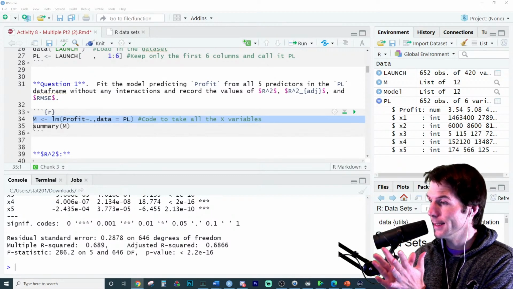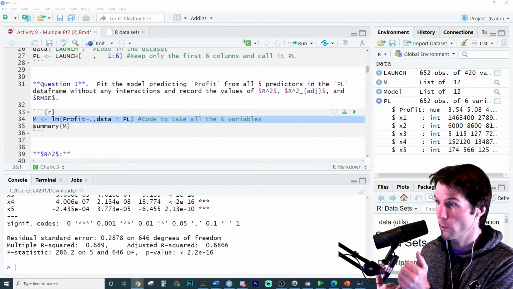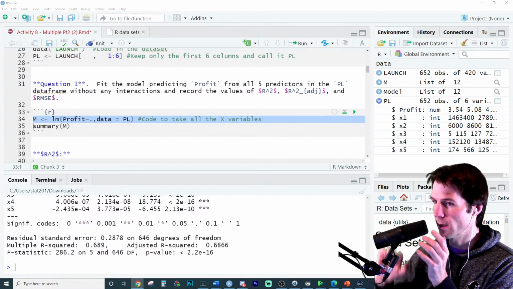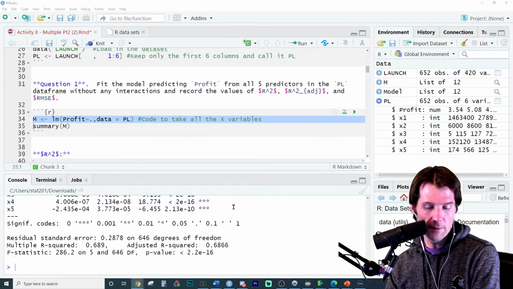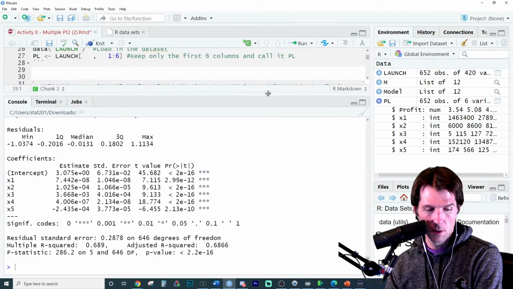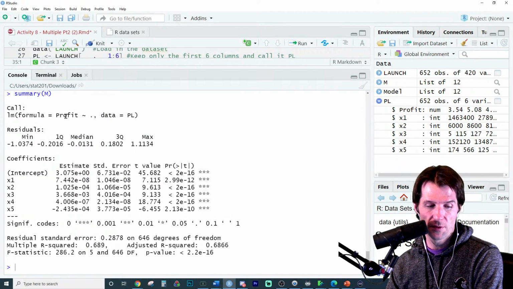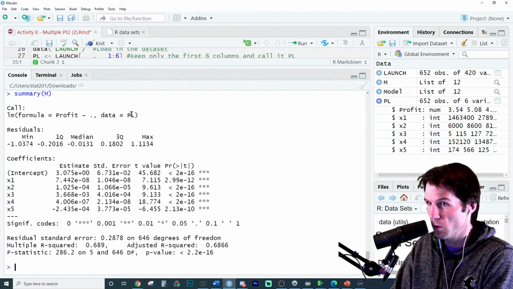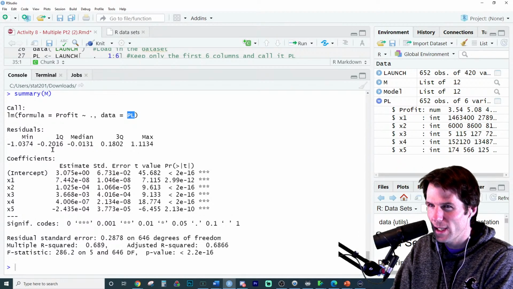And please, please, please ask questions if you have them. If you're watching along, following along right now, ask a question. Be like, what does this mean? What are you getting right now on the screen? What we have on the screen right now is the summary, which is showing us, first off, the model was built from Y. We're predicting profit using all the X variables with the data coming from the PL data set. Here's the residuals, which actually look kind of decent.